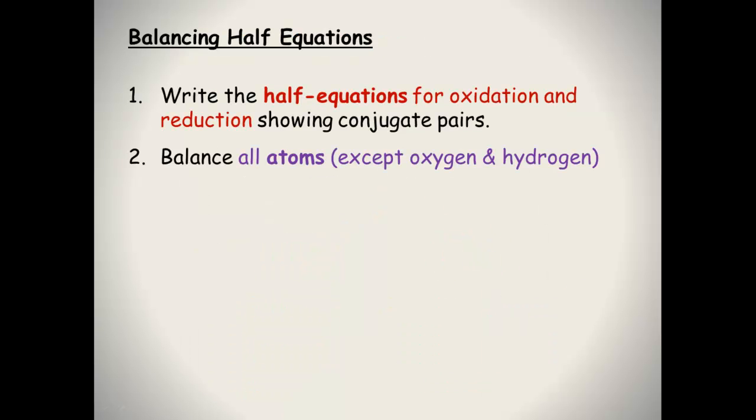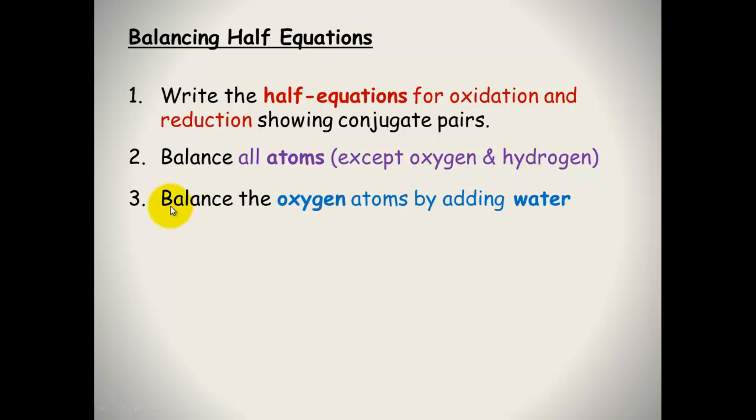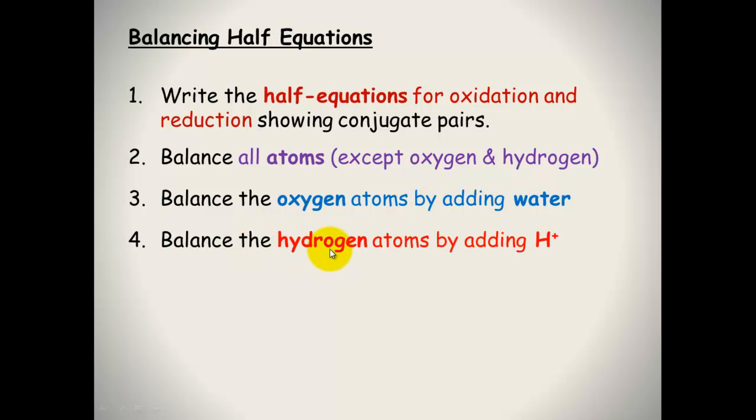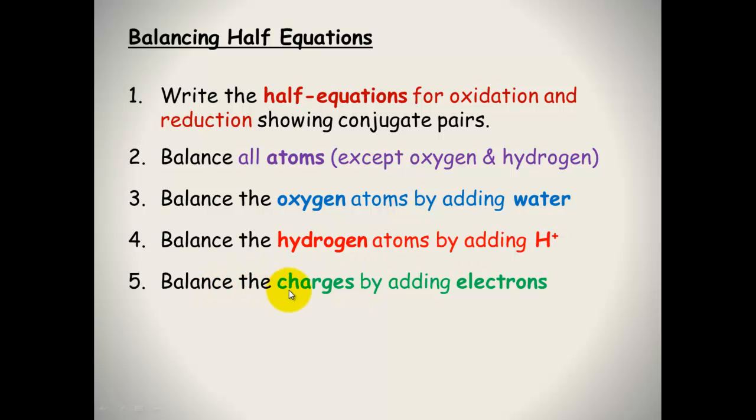The second step involves balancing all of the atoms except for oxygen and hydrogen. We'll be balancing those in the next 2 steps. The third step, balance the oxygen atoms by adding water. The fourth, balance the hydrogen atoms by adding hydrogen ions. The fifth step is to balance the charges by adding electrons. And the last step there is to add states. And this is all about balancing your half equations.